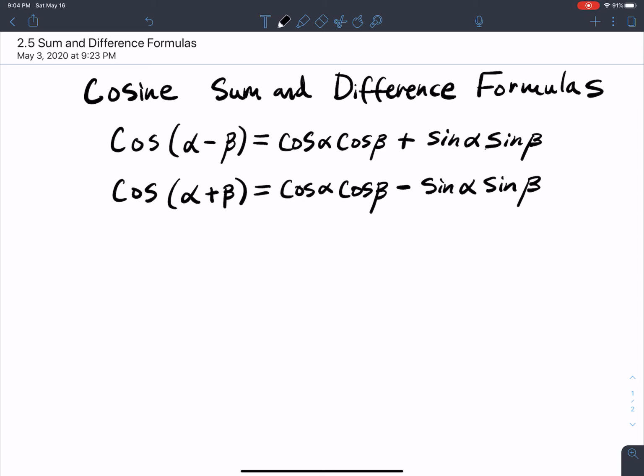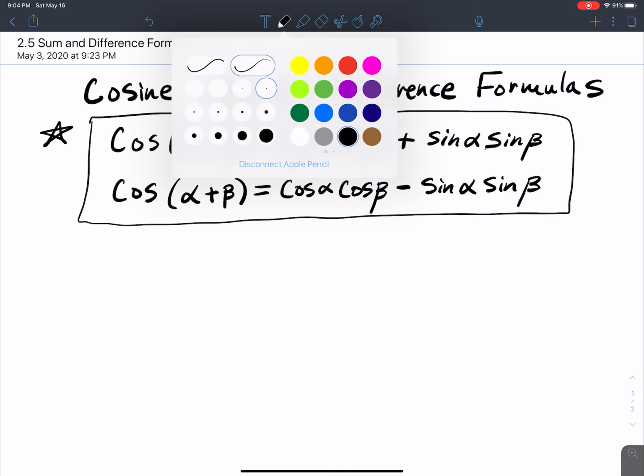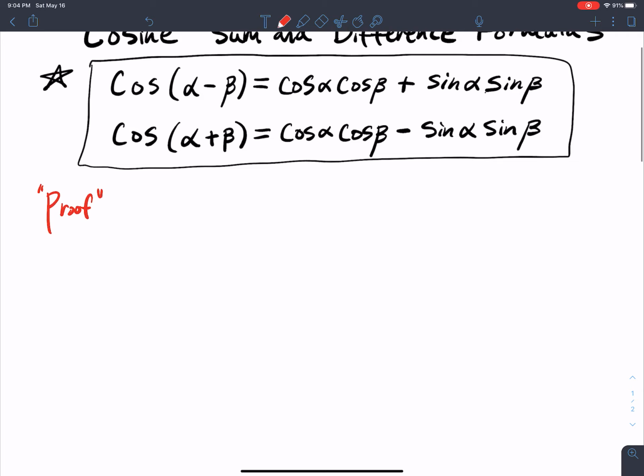Okay? Now, why is this crazy formula true? This is something to add two formulas to your tool belt. So let's go through a proof of why this works the way it works.